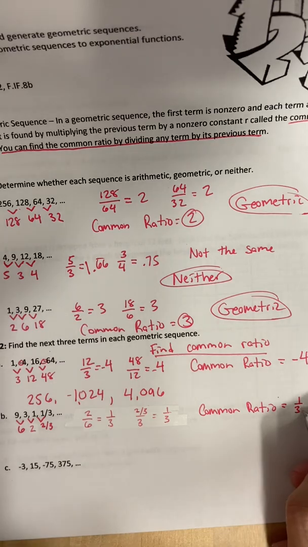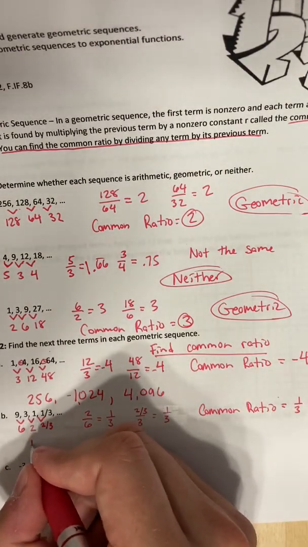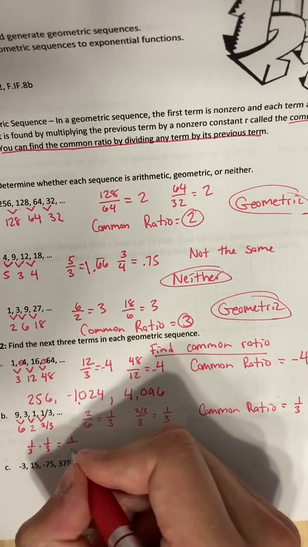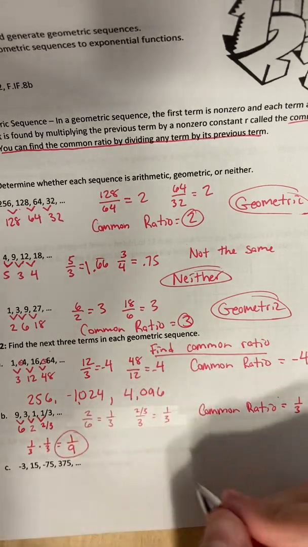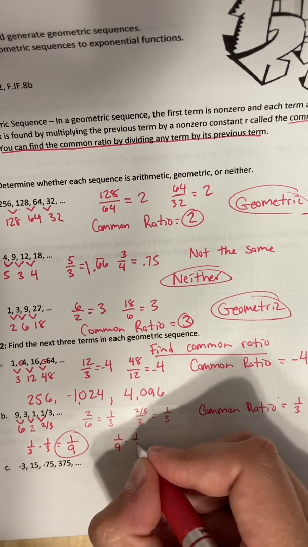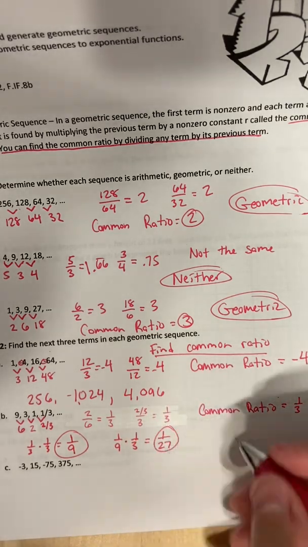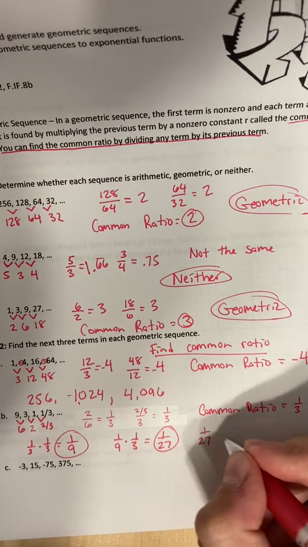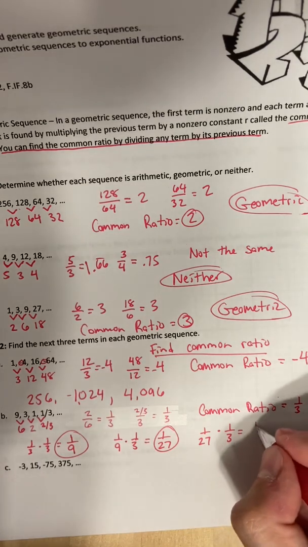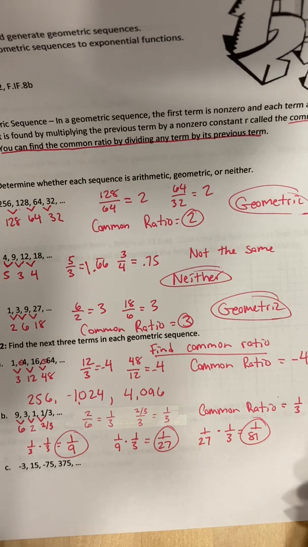So I just have to take this and multiply it by the next term in the sequence. So 1/3 times 1/3 gives me 1/9. That's the first one. Now we take 1/9 times 1/3. And we get 1/27. It's the second one. And now we take 1/27 times 1/3. And we get 1/81. That's the third one.